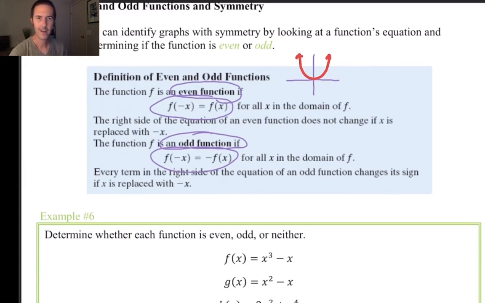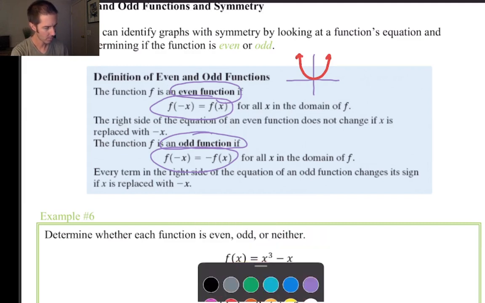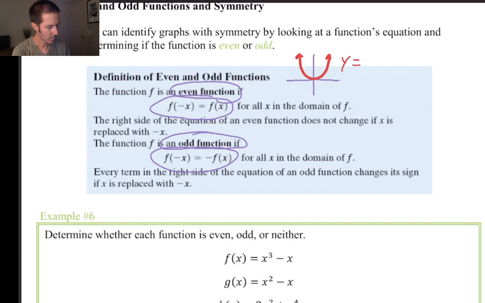A function that has odd symmetry, an odd function, has kind of unusual symmetry. It's going to be symmetric about the origin. And while the first example that I just gave you is y equals x squared, the example that I like to give of an odd function is y equals x to the third, and its graph looks like this.